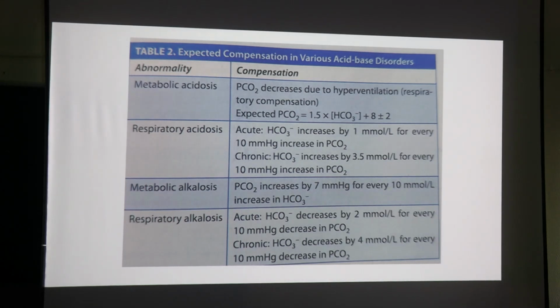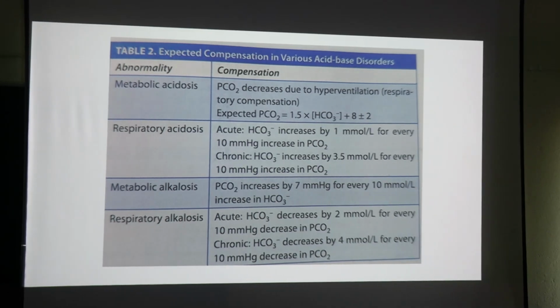Okay. Now, in the compensatory mechanism, what will be the expected compensation? In metabolic acidosis, PCO2 will decrease, and expected PCO2 will be bicarbonate value multiplied by 1.5 plus 8, plus or minus 2. That is the range. And in metabolic alkalosis, PCO2 will be increased. How much? For every 10 millimole per liter increase in bicarbonate, PCO2 will increase by 7 millimeters of mercury.